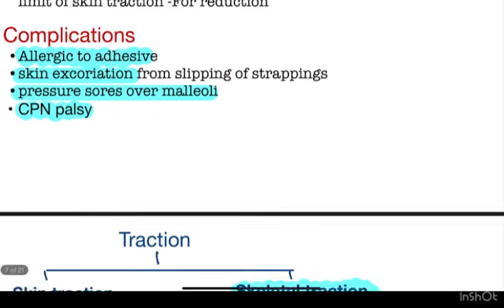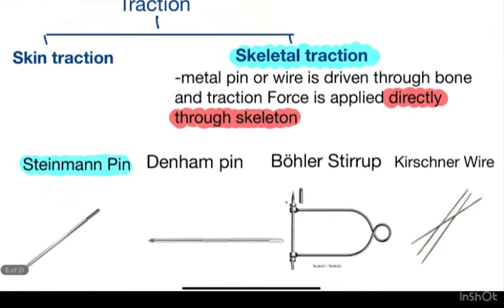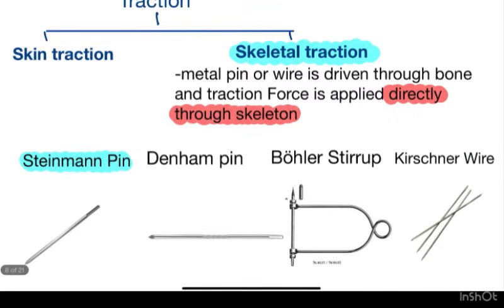So this was about skin traction. Now, what is skeletal traction? In skeletal traction, a metal pin or wire is driven through the bone and traction force is applied directly through the skeleton. In skin traction, we were applying traction force through a large area of skin, whereas in skeletal traction, we are applying the traction force directly through the skeleton.